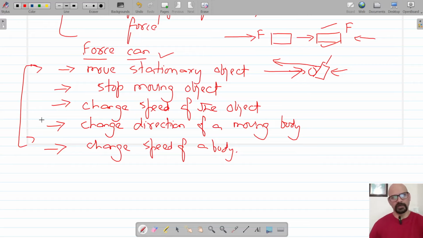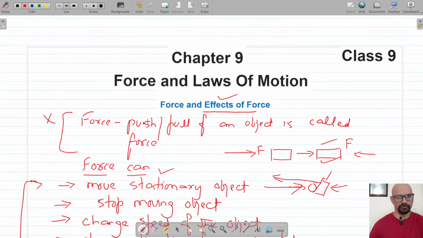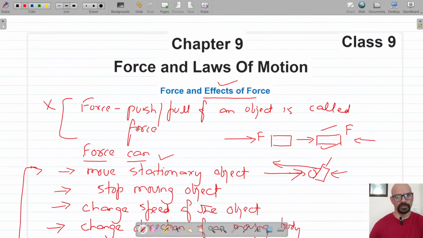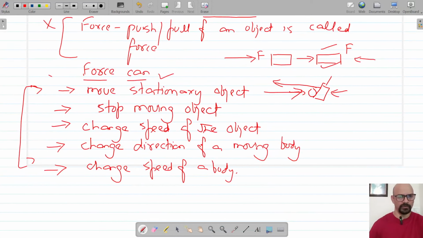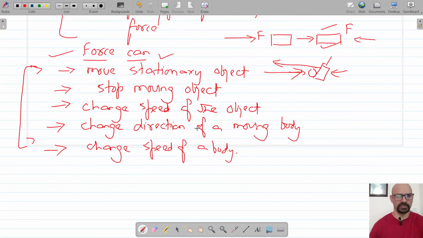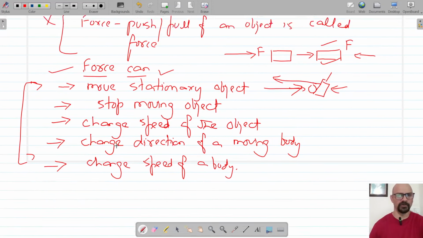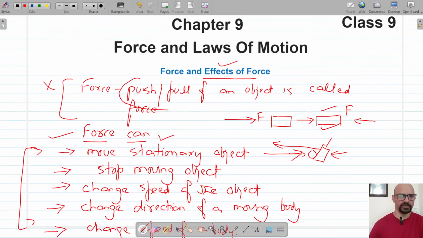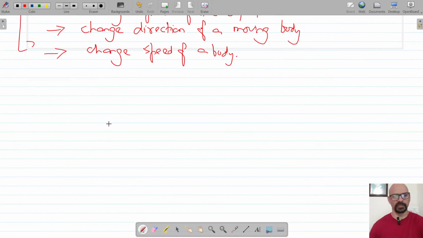So the shape of the body changes. Earlier we used to say that force is the push or pull of an object, but now we have studied that force can move a stationary object, stop a moving object, and change the speed, direction, or shape of a body. So it's not just the push or pull of an object. Now our definition for force changes, and we are going to define it. What would be the definition of force?